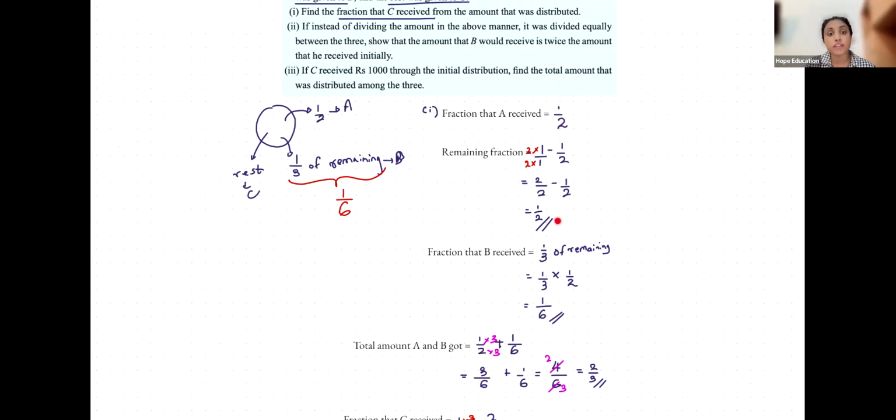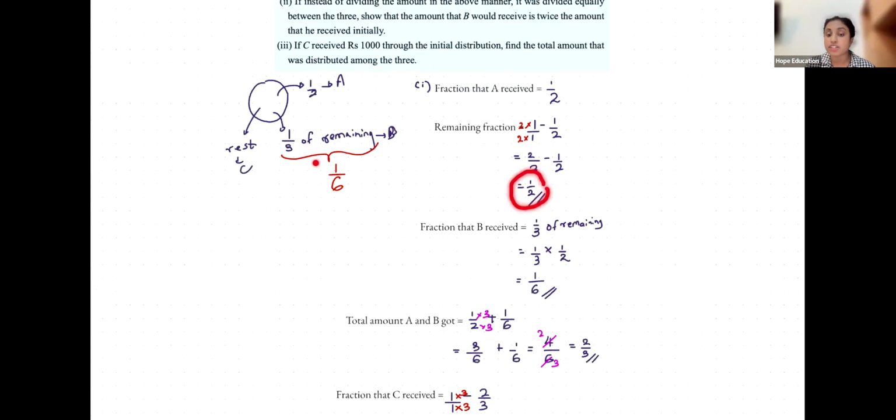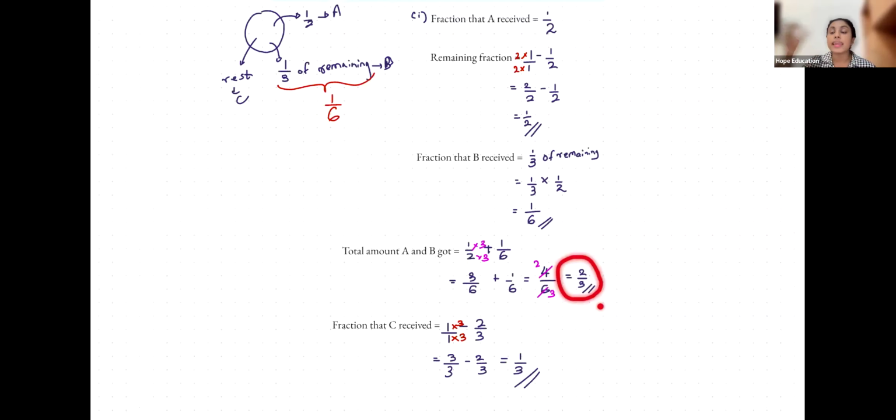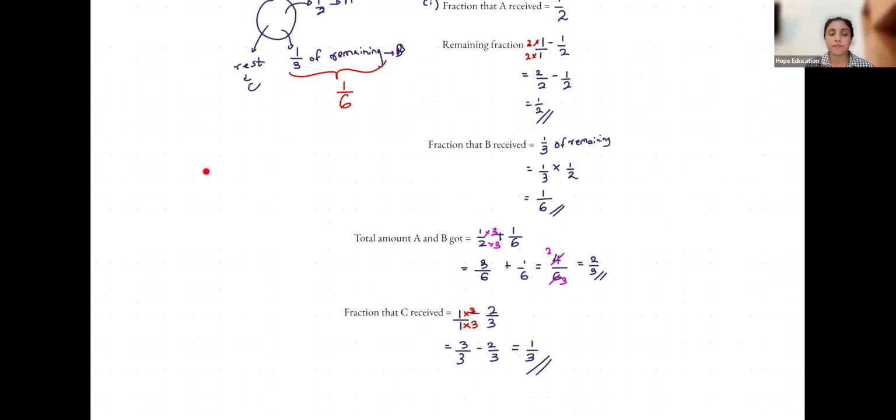So B got 1/3 of the remaining amount. So I found the fraction that B received. Then we see how much A and B together got, because A got half, B got 1/6. When you add, you get that both of them got 2/3. So if both of them got 2/3, the rest is what went to C. That's how I got the fraction for C. Step by step. Okay, let's move on to Roman number 2.